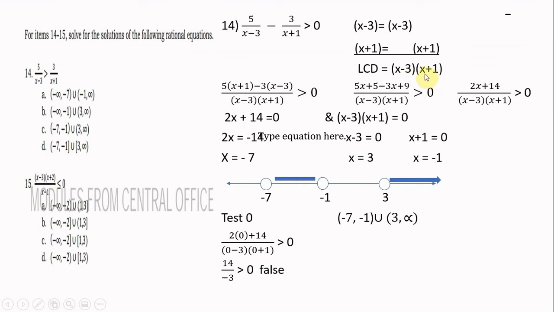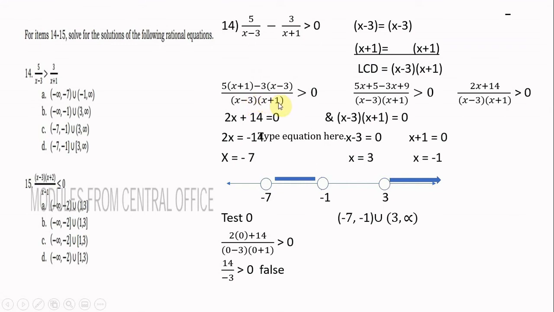Now, you are to multiply this LCD to each term of the rational inequality. If this is multiplied by the first term, you can cancel out x minus 3, and the remaining is x plus 1. And this one times 5, so that is 5 times x plus 1. And for the second term, you multiply the LCD to x plus 1, so you can cancel out x plus 1, so the remaining is x minus 3 times negative 3, that becomes negative 3 times quantity x minus 3, is greater than 0. So you bring down the LCD, which is quantity x minus 3 times x plus 1.